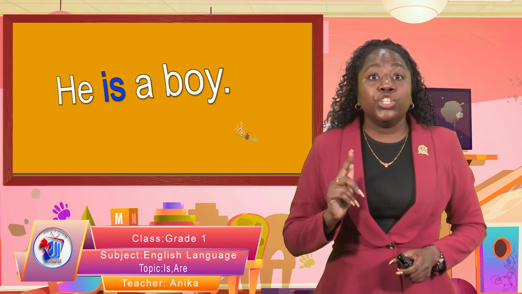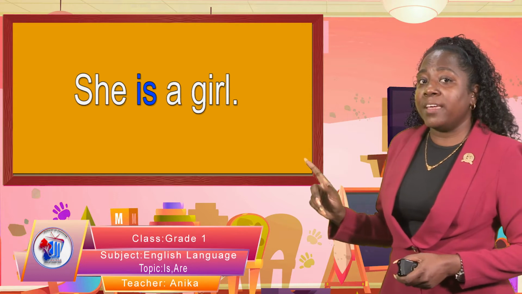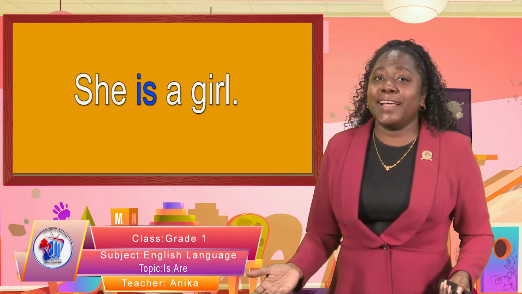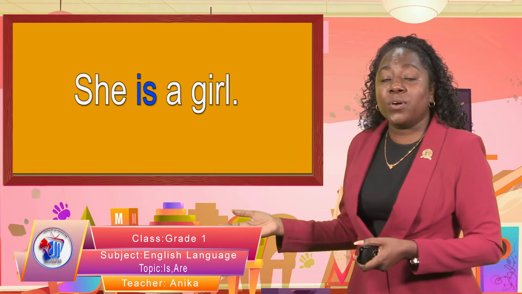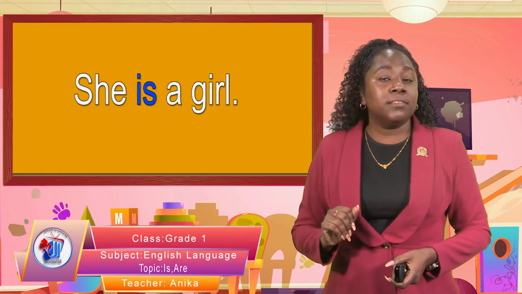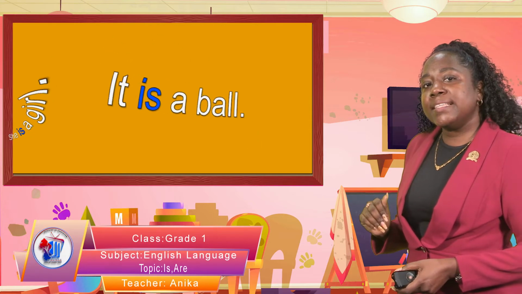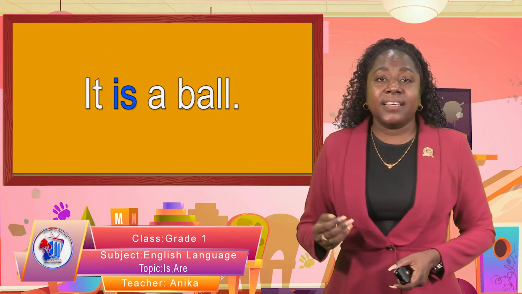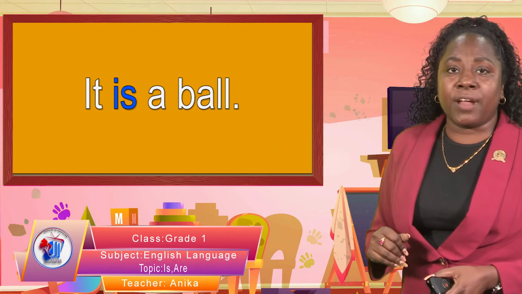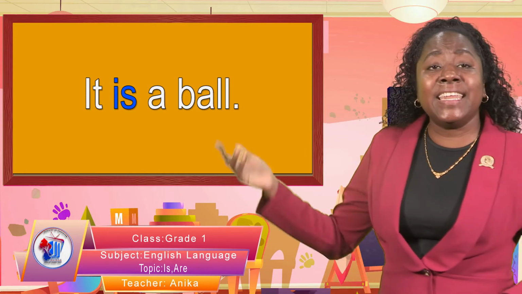The next sentence reads, she is a girl. One girl we're talking about. So we're using the word is in the sentence. We cannot say she are a girl. That doesn't even sound correct. So we use the word is because the noun is singular. Again, in the sentence, you'll notice is highlighted in the color blue. The following sentence reads, it is a ball. One ball we're talking about. So again, we're going to be using the word is. By now, you should be able to identify the word is in each of the sentences.